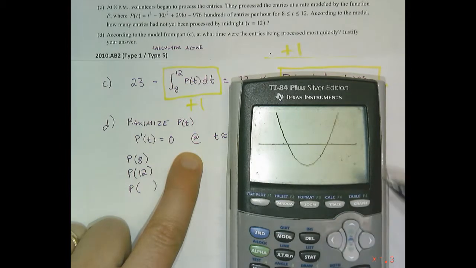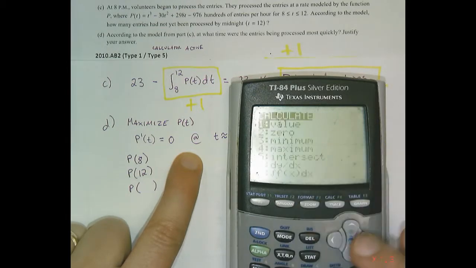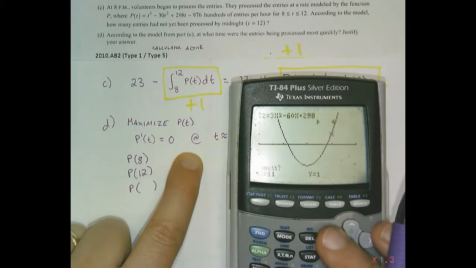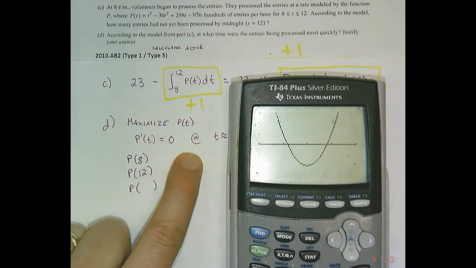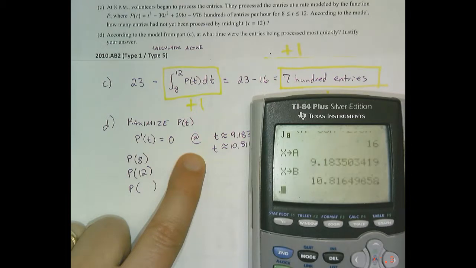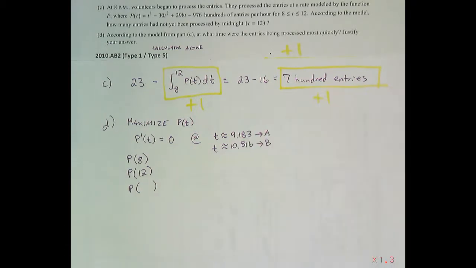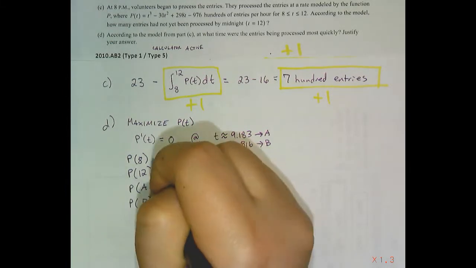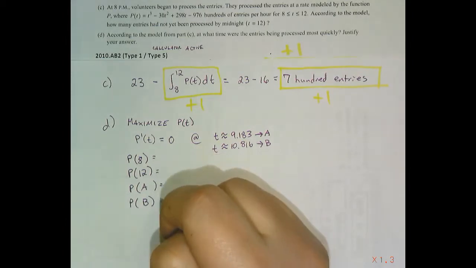Go back to my graphing screen and do the same thing for this point. 9, 10, 11. This looks to be around 10.8-ish. So second calculate 0. We'll go from 10.5 to 11, and then move the cursor around 10.8. Again, we'll store that as a variable B, 10.816. Okay. So to wrap this up, we're just going to need to evaluate P of A, P of B, and P of the endpoints and see which one of these is the maximum.